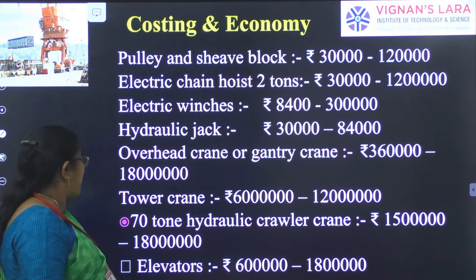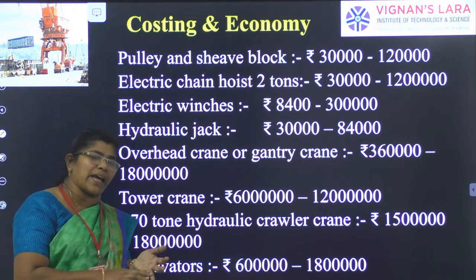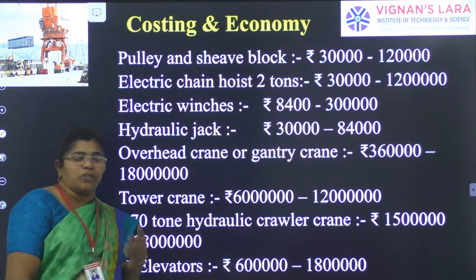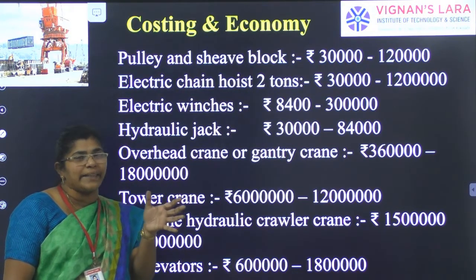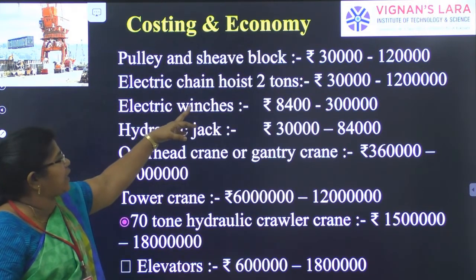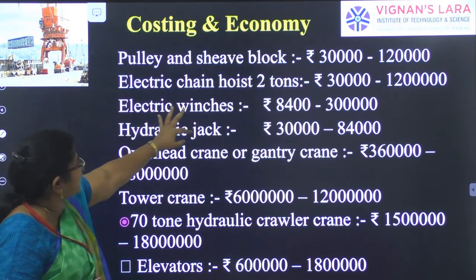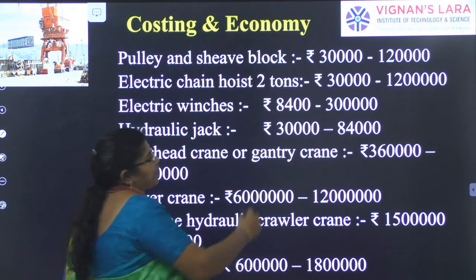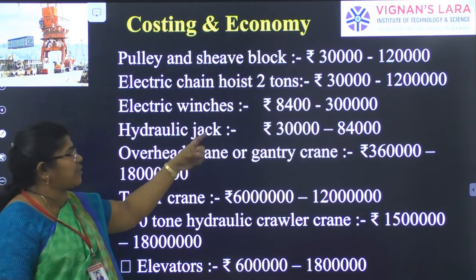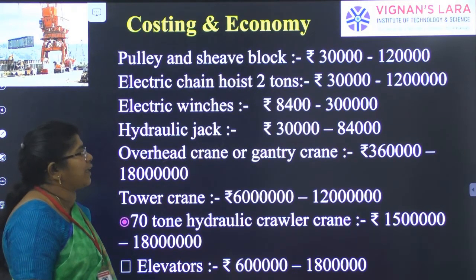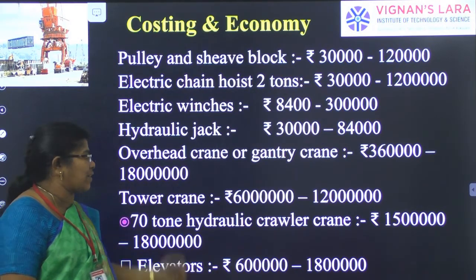Now we will see about costing and economy. What is the cost? We have seen the pulley system, jack system, lift system, and cranes. When I have to buy hoisting equipment, what will be the range? If I am going for a pulley and sheet block, it will be 30,000 to 1,20,000. An electric chain hoist of 2 tons capacity will be 30,000 to 12 lakhs. Electrical winches will be 8,400 to 3 lakhs, and hydraulic jacks will be 30,000 to 84,000, depending upon the tons they have to carry.